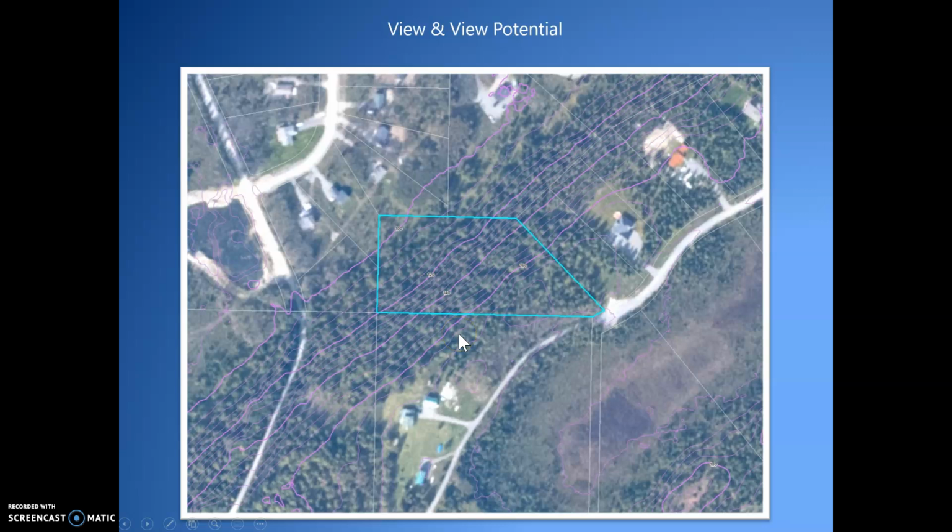So looking at this particular parcel, we can also look at the contours. You can see the heavy purple lines, those are 20 feet in elevation. So from top to bottom, there's 60 feet of elevation difference in this parcel. So we can tell that that topography will lend itself to providing a view, even if we had just stopped at the beginning and couldn't see anything.